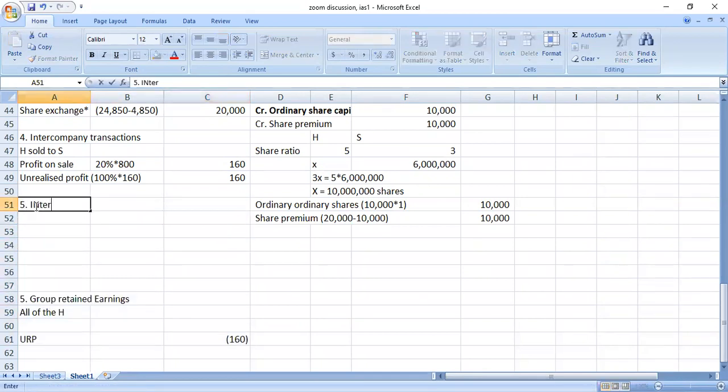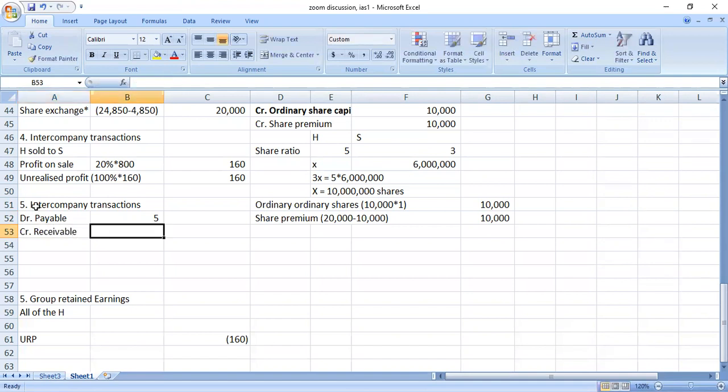Okay, five, intercompany, still intercompany transactions. In this case, these were balances. So we know that the payables have to be reduced by the entire 5K, 5,000. Then receivables have to be reduced. As you can see, the entries are the reverse.